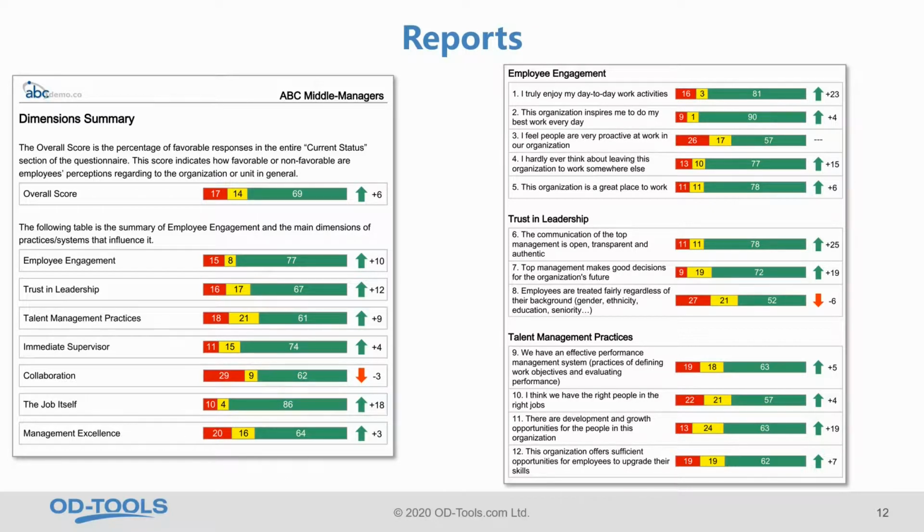And then we see the factors that are driving the employee engagement. So first, trust in leadership, item number 6. The communication of the top management is open, transparent, and authentic. 78% of the middle managers responded to this item positively. And interestingly, item number 8, employees are treated fairly regardless of their background. Only 52% responded positively, with 27% responded negatively. So this is a very significant result.